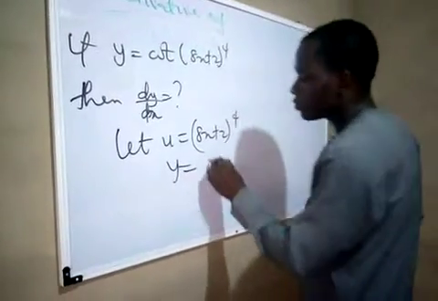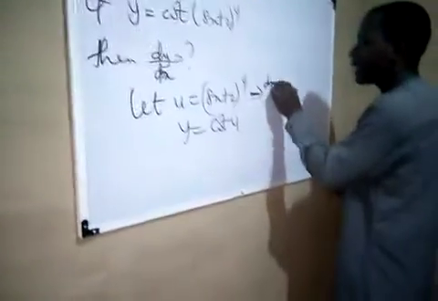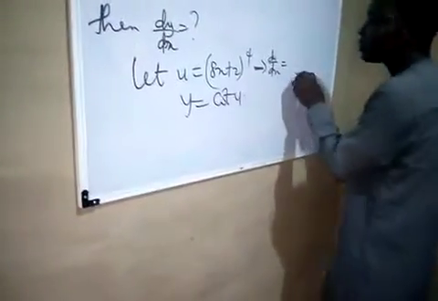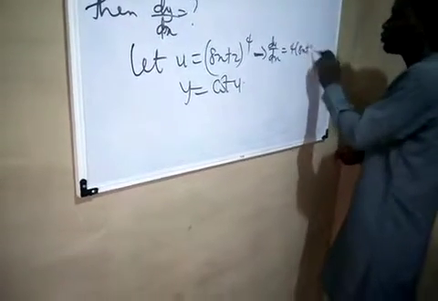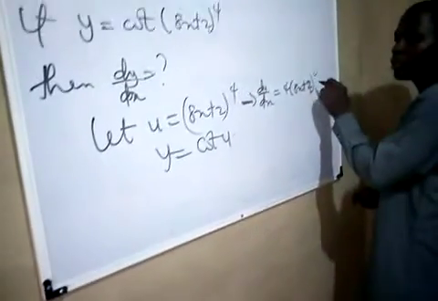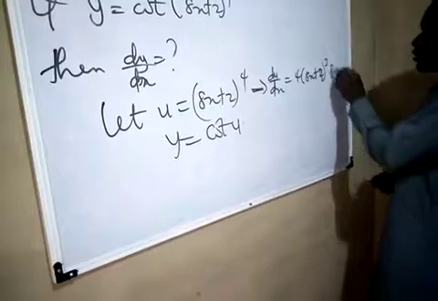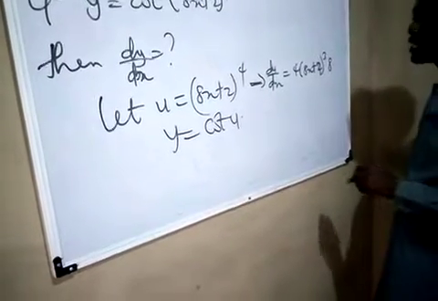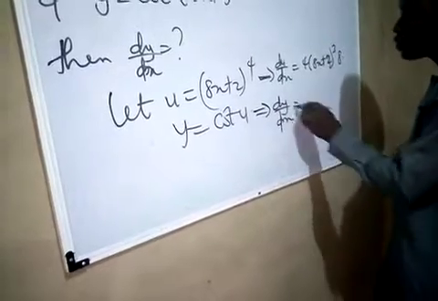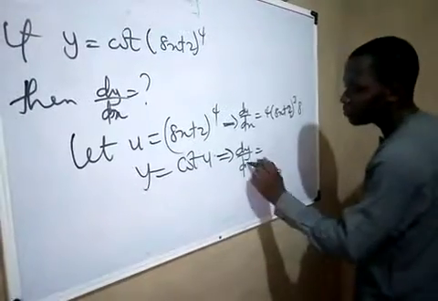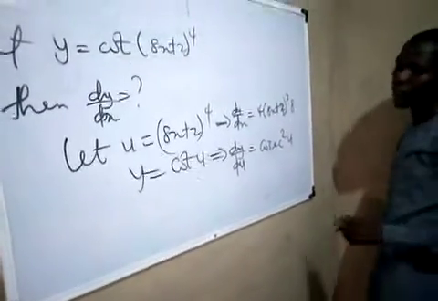y now equals cot u. So if I find du/dx, what will it give me? It will give me 4 into bracket 8x plus 2, all raised to the power of 3. You subtract 1 from the power. Now differentiate the bracket, you have 8. So from there, what are you going to have? If you differentiate this, you have dy/du equals negative cosec square u. This is what I'm going to have there.